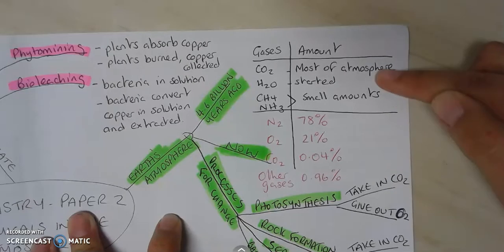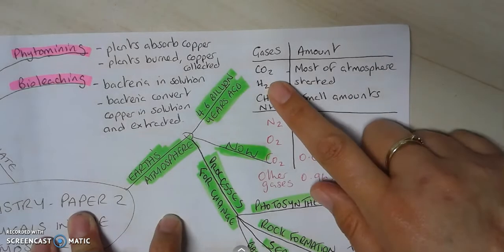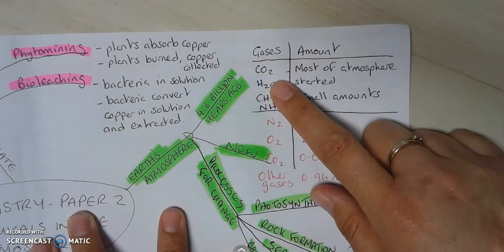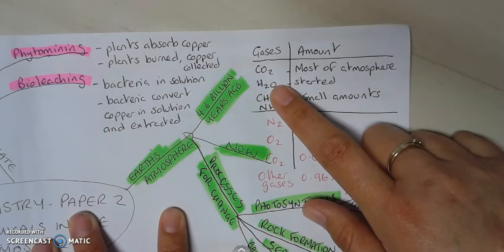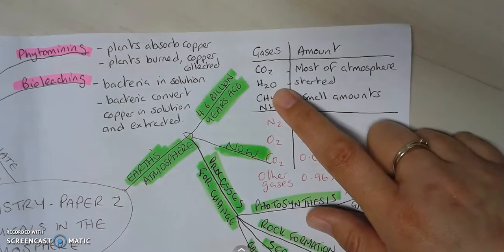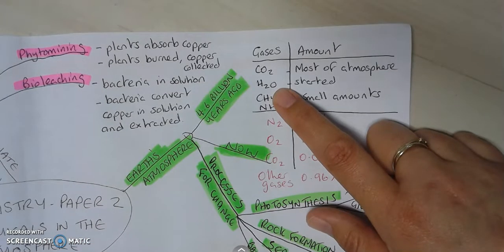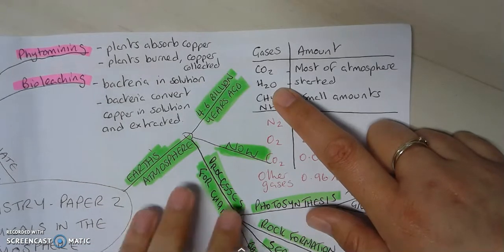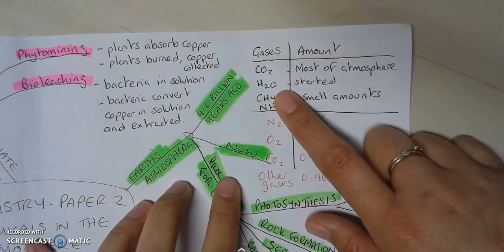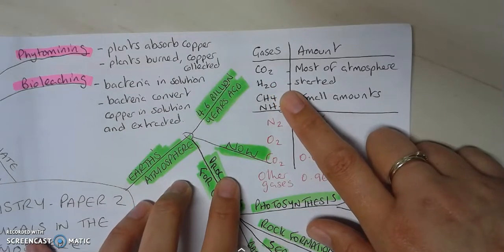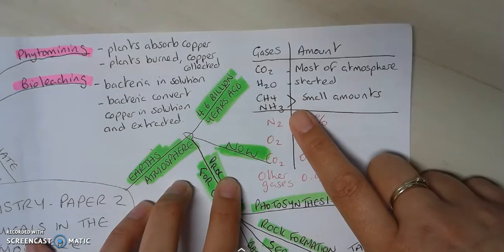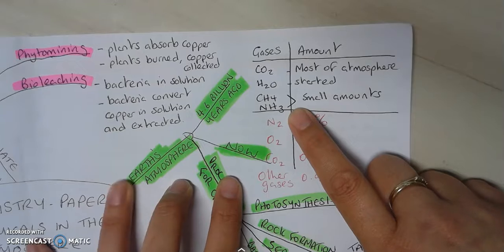We think originally that most of the atmosphere on the Earth was carbon dioxide. And when the volcanoes were giving out all the molten lava, it was also giving out water vapour. And we think that's how water vapour started to get into the atmosphere. We also think that there were small amounts of methane and ammonia in the atmosphere.